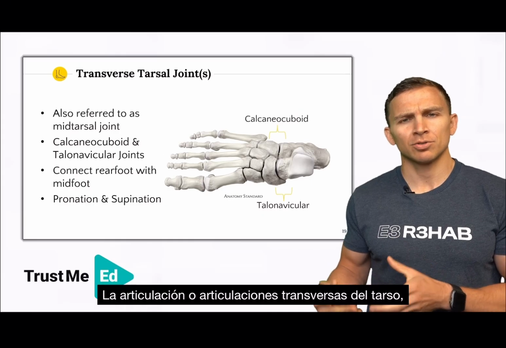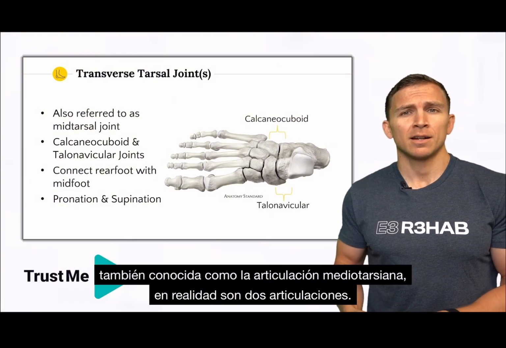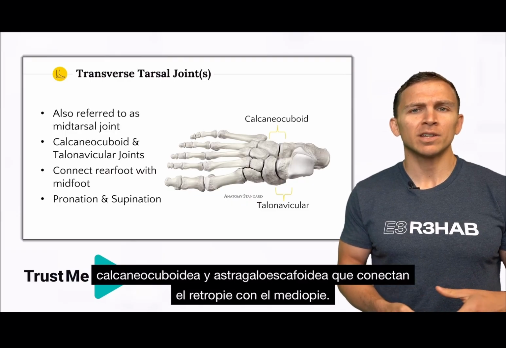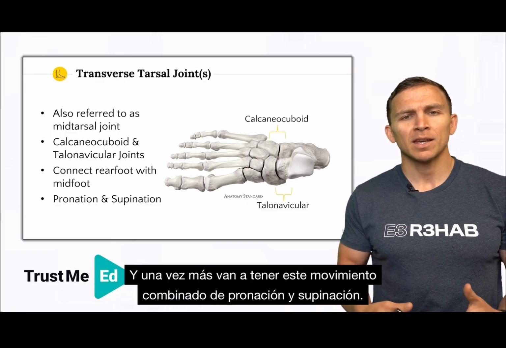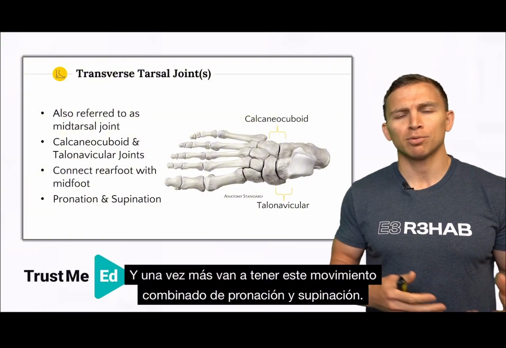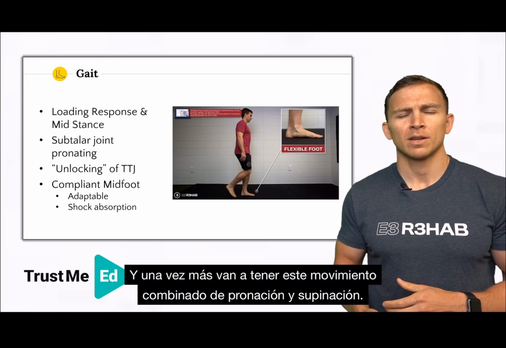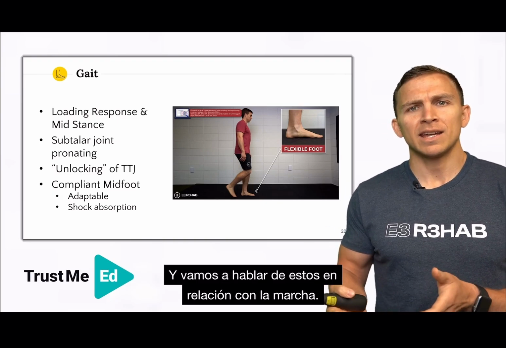The transverse tarsal joint, or joints, also referred to as the mid-tarsal joint, is actually two joints. So it's the calcaneocuboid and talonavicular joints. They connect the rear foot with the midfoot. And once again, they're going to have this combined pronation and supination movement. And we're going to talk about these as they relate to gait.